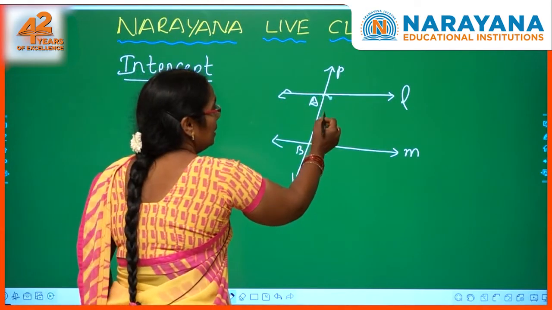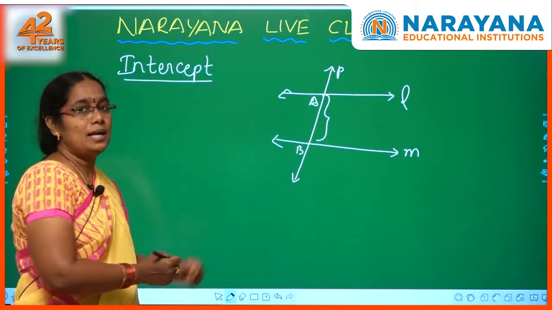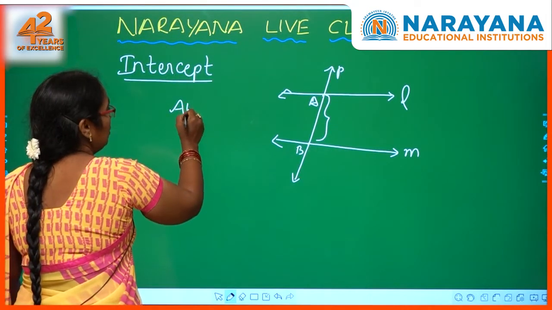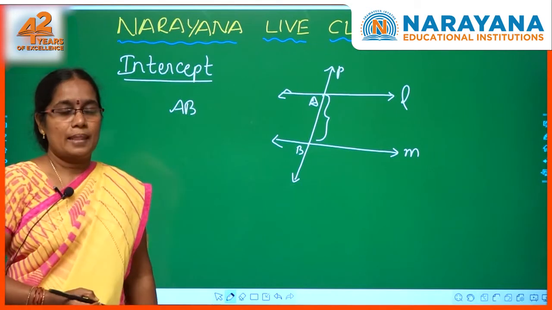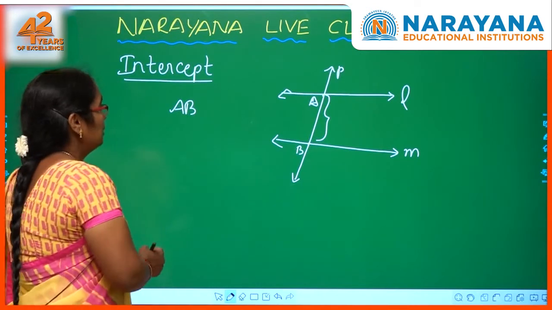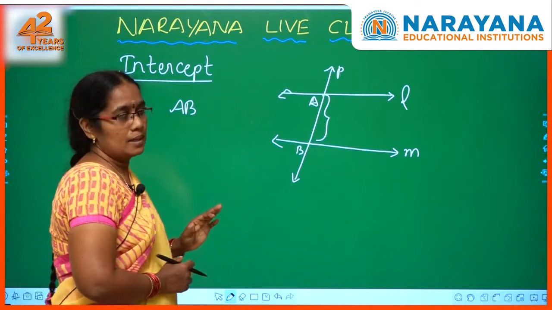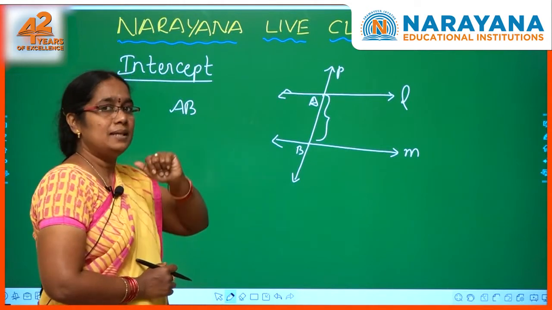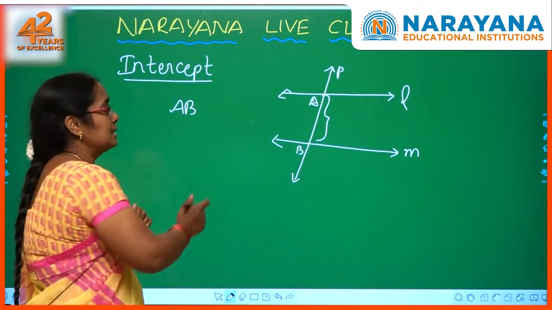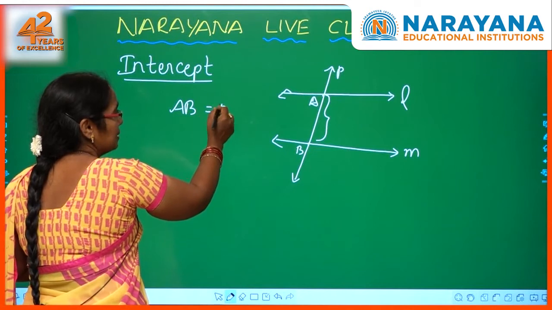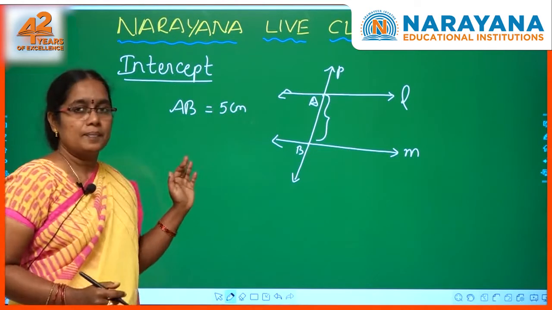So here AB is called intercept. Okay. So the length of AB. Suppose if AB length is 5 centimeters. So intercept length how much? We can say 5 centimeters. So for example I am saying.